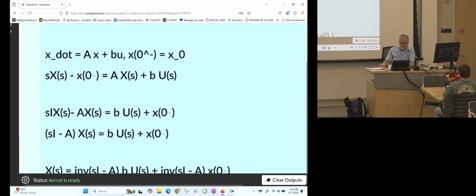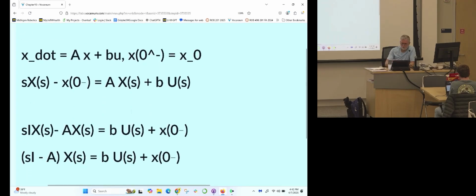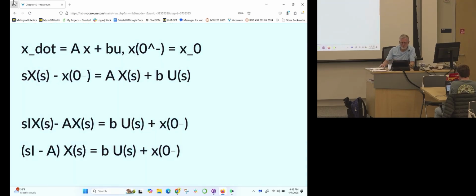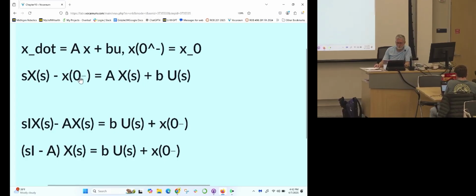Okay, so here's poor man's LaTeX, x dot equals Ax plus Bu, x at 0 minus equals x0. So this is just making everything larger font, easier to see. And we know x dot is s capital X of s, minus x at 0 minus. Once again, poor man's notation here, equals A X of s, just doing the linear, and then the B times U of s. So there's the equation.